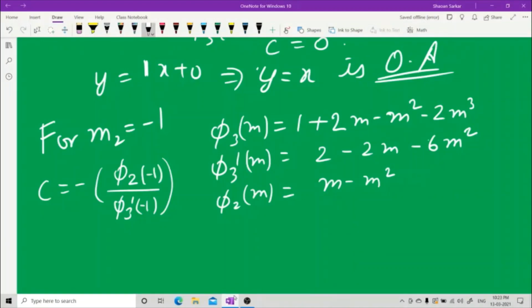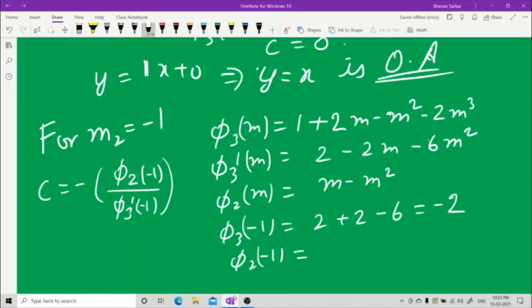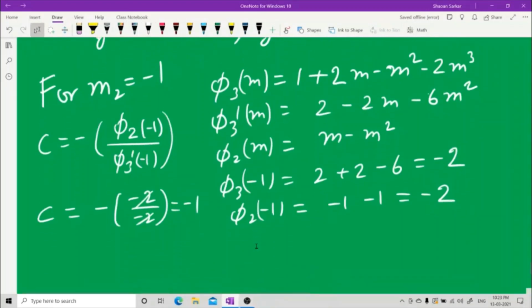Now phi 3 dash at minus 1 is nothing but 2 plus 2 minus 6, which is minus 2. Phi 2 at minus 1 is nothing but minus 1 minus 1, which is minus 2. Therefore, C is equal to minus 2 upon minus 2. Cancel out this, this is minus 1. So the oblique asymptote will be y equal to minus 1x plus C. This is C.